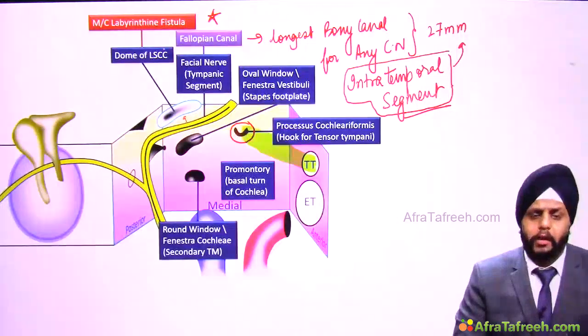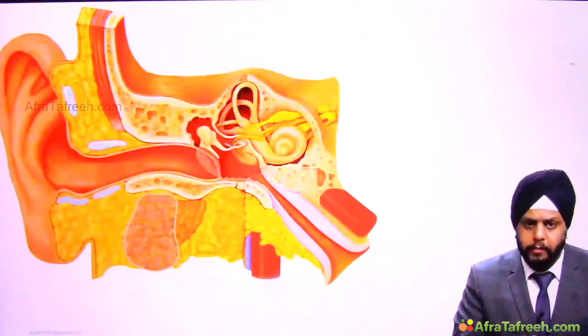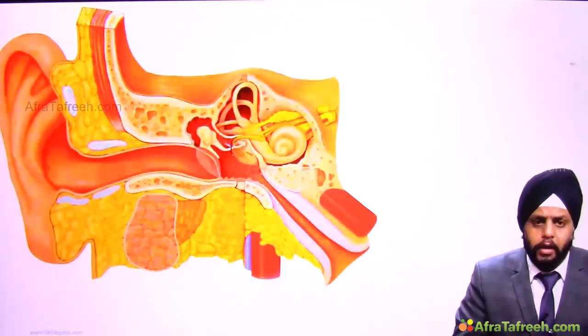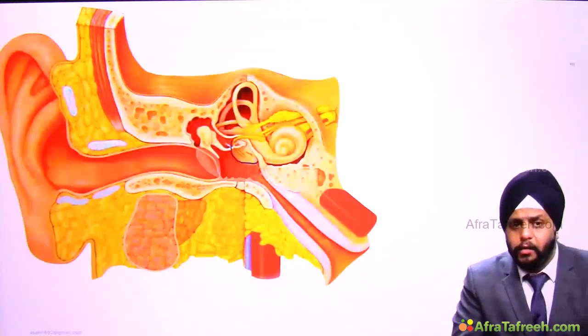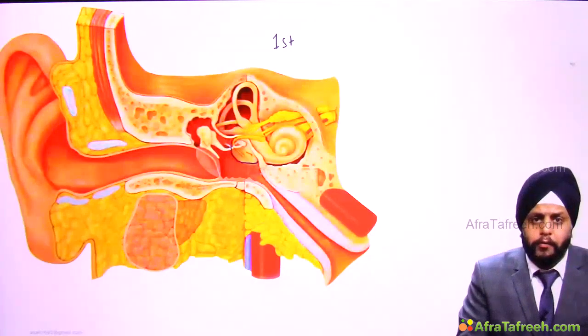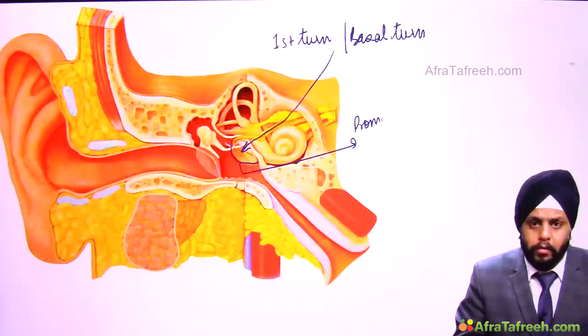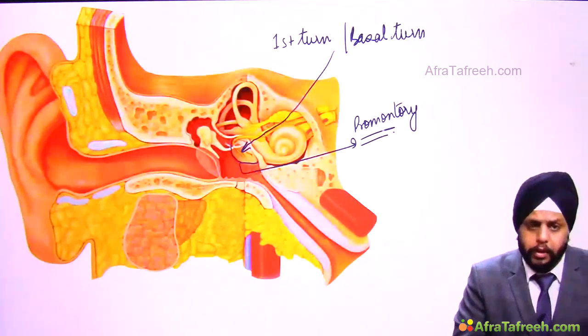To understand this, let's go to a previous diagram. So we have come to this diagram once again, and what do you see over here? This is the medial wall, and in this medial wall you can see that the cochlea, the basal turn of cochlea, or the first turn of cochlea, is pushing the medial wall of the middle ear outside. So this bulge is known as promontory.